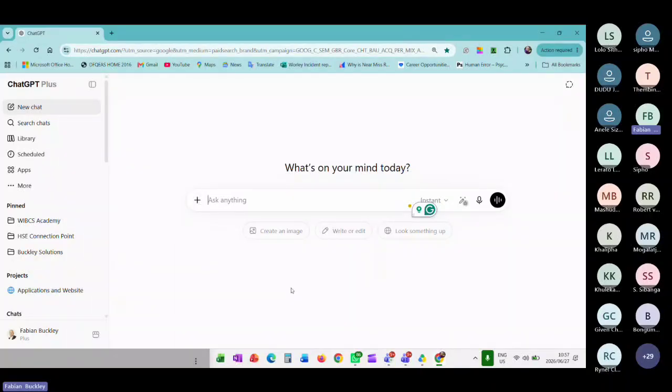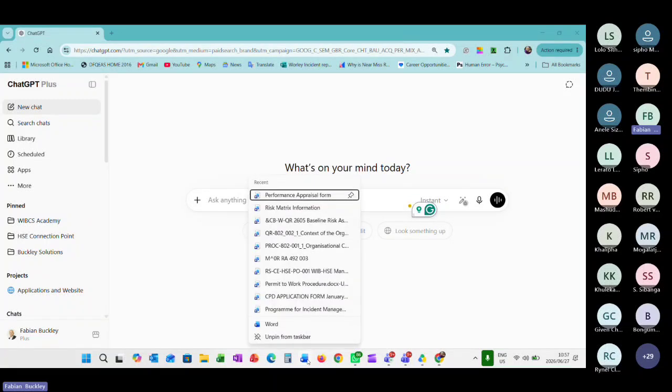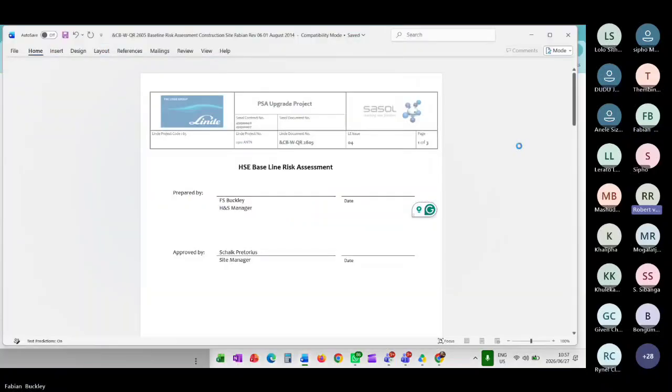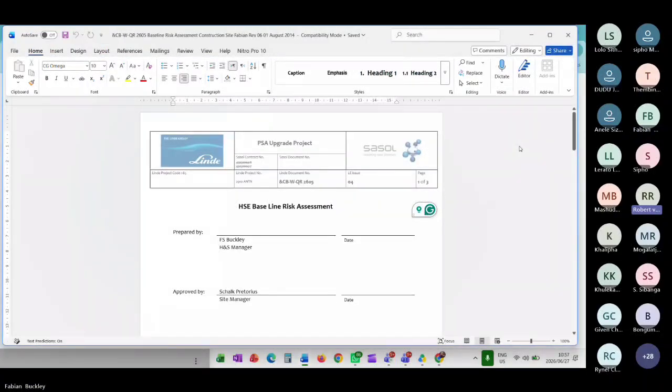So before I jump into the few examples, can anyone share with me if they are using any of the AI platforms at the moment to help them with their activities? Anyone? Don't be shy. Yes, I'm currently using Copilot and trying Gemini and Claude.